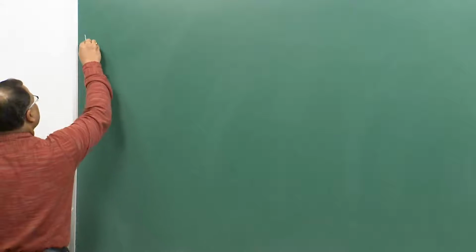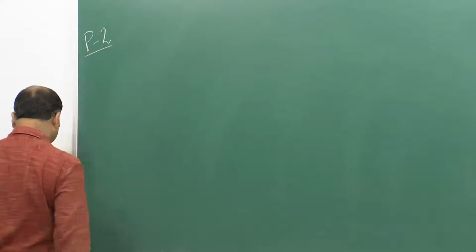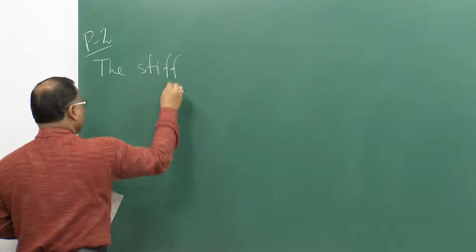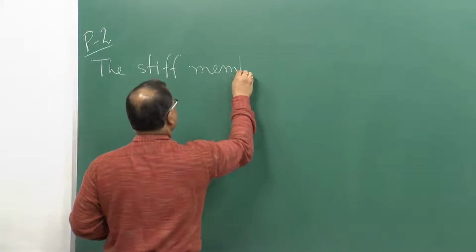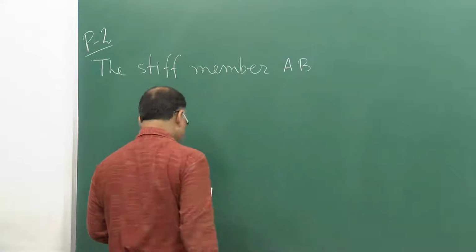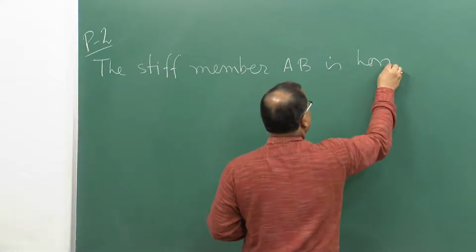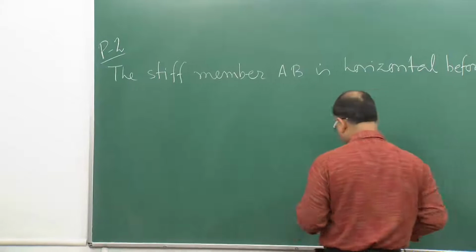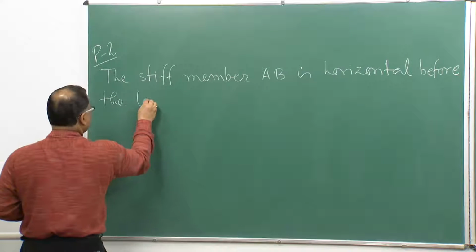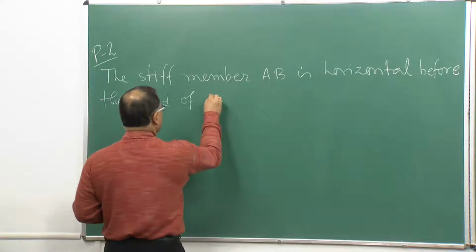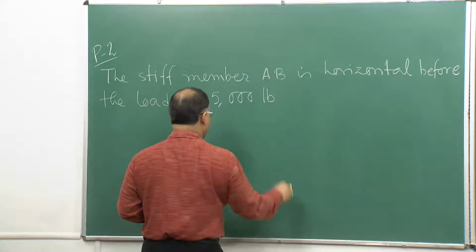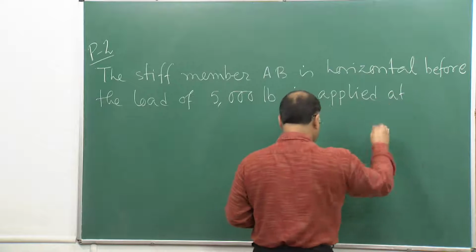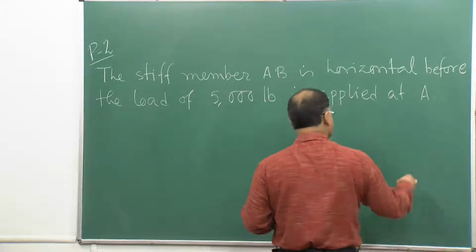Okay. So, next problem: the stiff member AB is horizontal before the load of 5,000 pound is applied at A. So, I will show the figure later on.